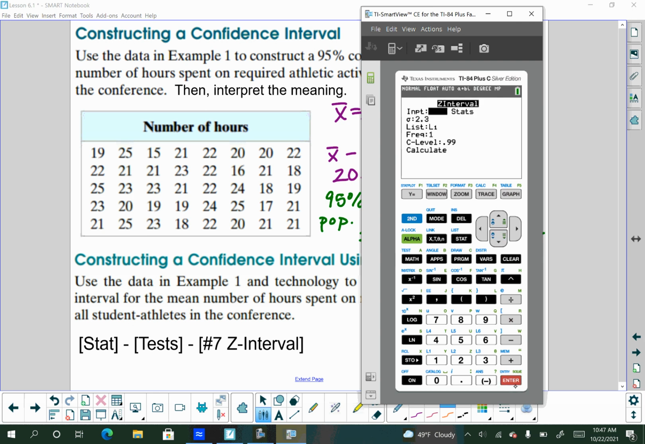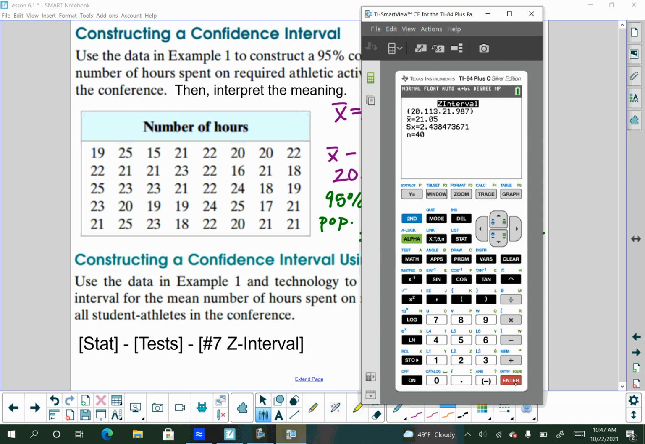All right, so Z interval, where it says input, should say data. Standard deviation, you guys need to put that in. This was given in that problem. It was 2.3, standard deviation of the population. Then list should be list 1. Frequency should be 1. I think that's already probably in there. And then your confidence level, we want a 0.99. We're going to find a 99% confidence level. Okay. And then hit calculate.